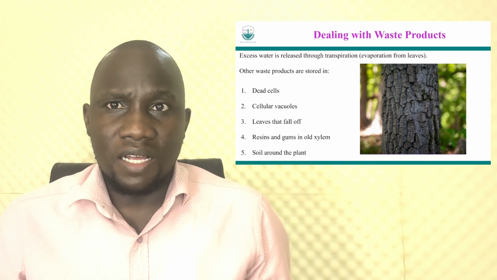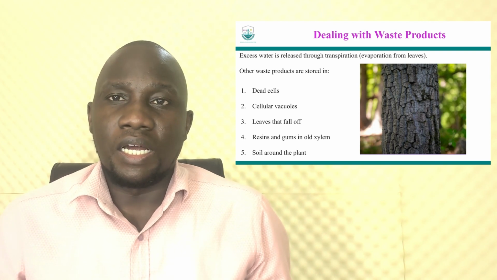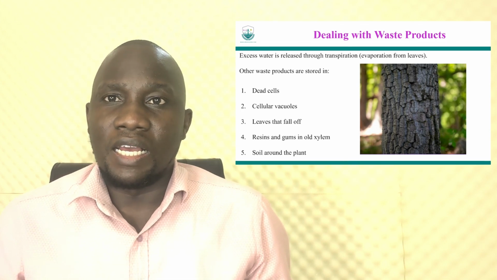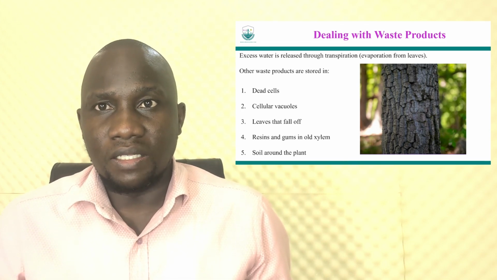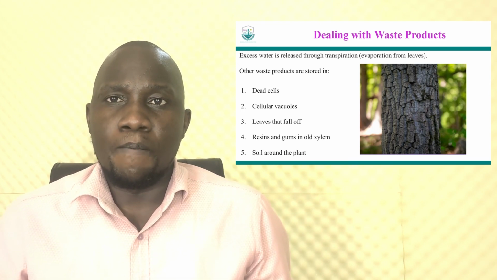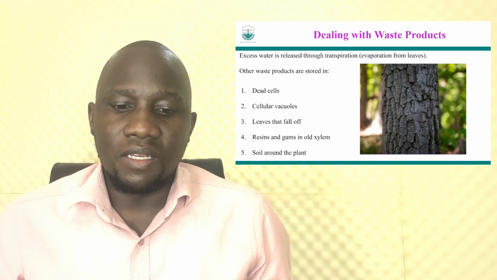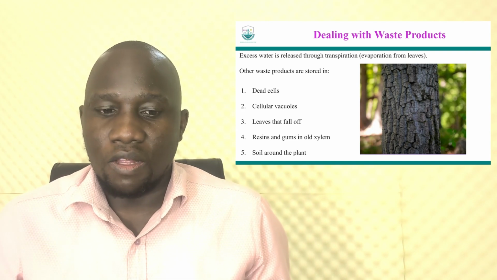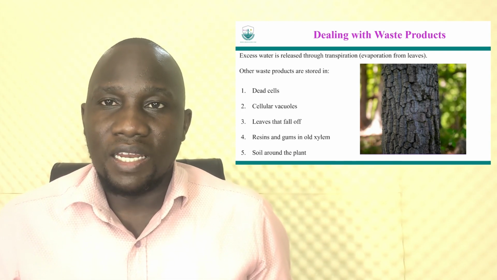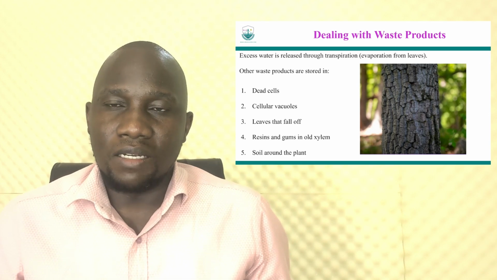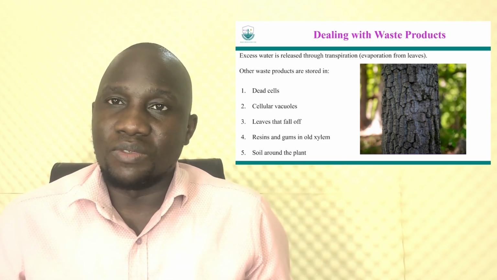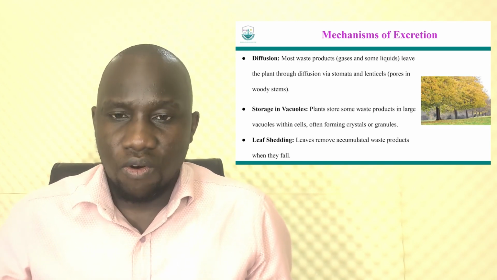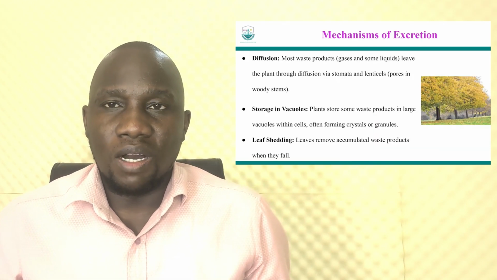For the gases, simple diffusion out. And when we talk about the organic acids and nitrogenous wastes, they can be stored in certain parts of the plant, whether it is the leaves, the bark, or some of them can be stored in what we call the xylem. Others are released into the soil. So what that therefore means is that plants have different mechanisms of dealing with waste products.